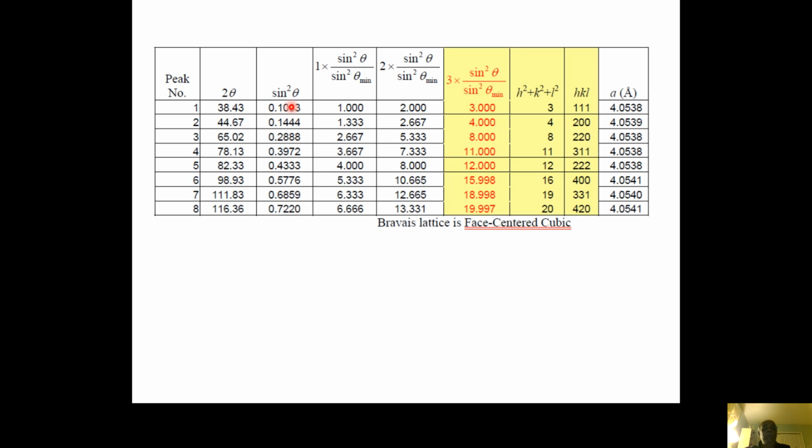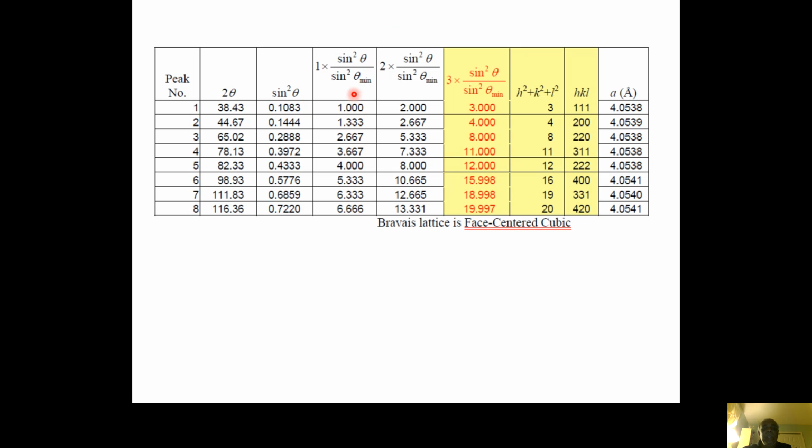So that's this one. Now what I'm going to do is divide this row by this minimum one, this 0.1083. If I divide this by itself, you get 1. If I divide this by here, you get this number, this by that value. So everything is divided by this first minimum value. Then I get this value.